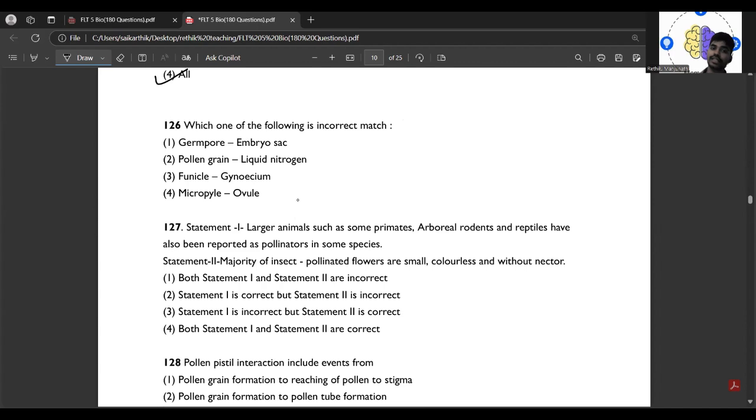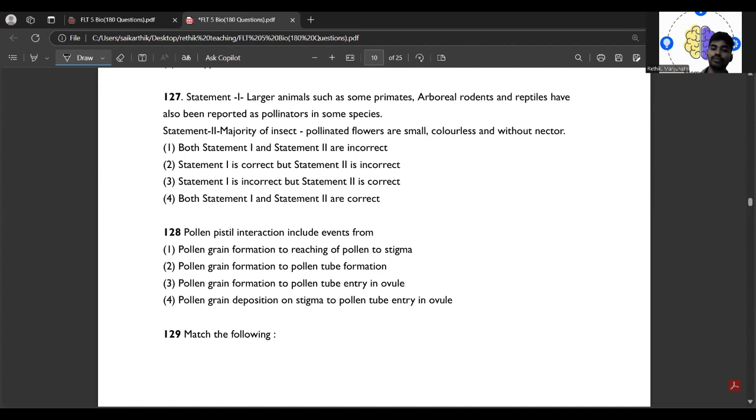Next is 126. Which of the following is an incorrect match? Can you guess which is the incorrect match? Germ pore, that is embryo sac, is incorrect because the germ pore is the smallest pore which occurs in the wall through which the pollen tube emerges, right? It is not related to the embryo sac. Pollen grains are stored in liquid nitrogen for longer. Yeah, the other three are correct. So this is not related to the embryo sac. So first one.